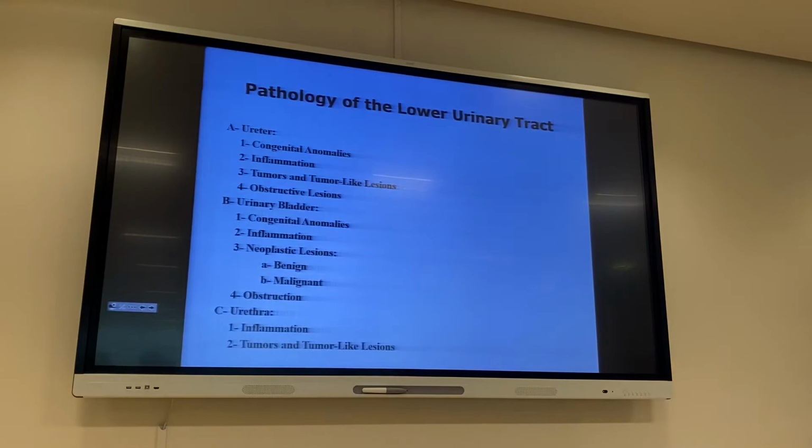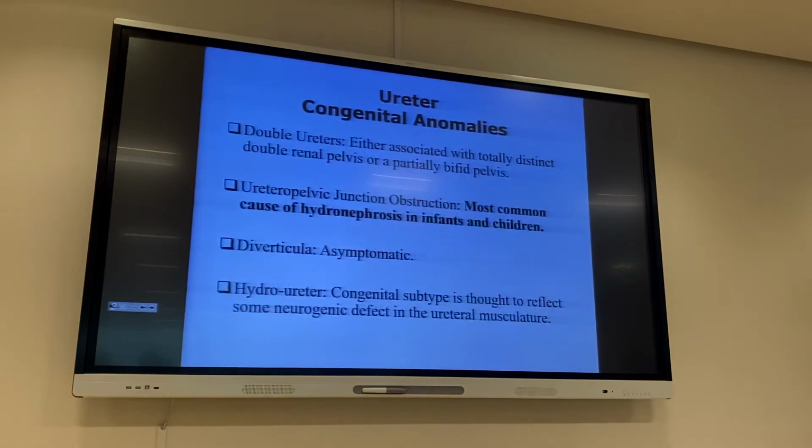So some of the congenital abnormalities that we'll talk about, starting with the double ureter. What we call a true double ureter with 2 pelvises, or a bifid pelvis with 2 ureters arising from it. Now there is also uretero-pelvic junction obstruction, which is the most common cause of hydronephrosis in infants and children, something important to know about. A diverticulum in the ureteral wall is rare, but when it happens, it's usually asymptomatic. As you will see, this is different from the diverticula that will happen in the urinary bladder wall.